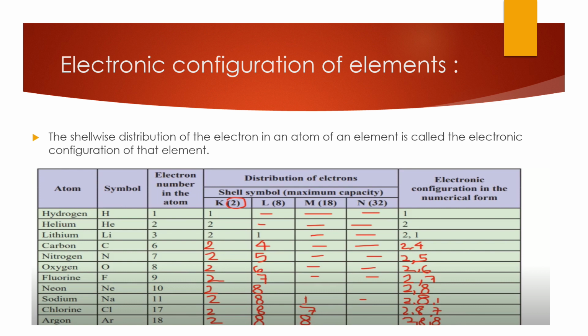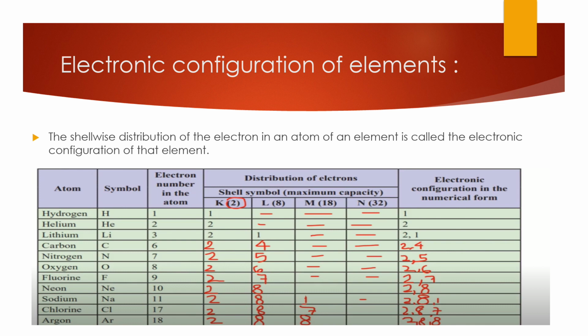Then in the L shell, maximum 8 electrons can be accommodated. In the M shell, maximum 18 electrons can be accommodated. And in the N shell, maximum 32 electrons can be accommodated. So hydrogen has 1 electron. You will write that 1 electron in the first shell, which is the K shell. So the L, M, N shells will be vacant. So your electronic configuration will be 1 only.